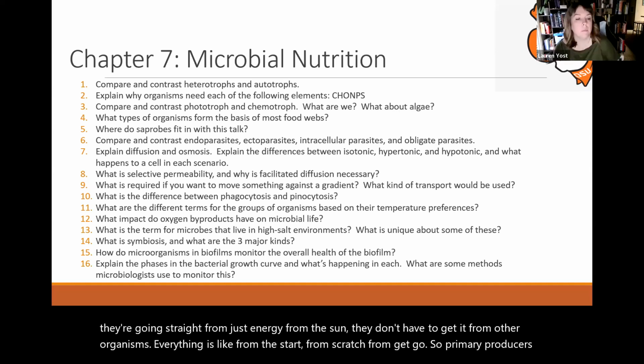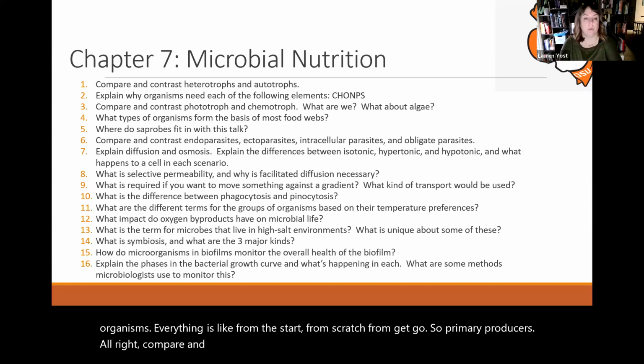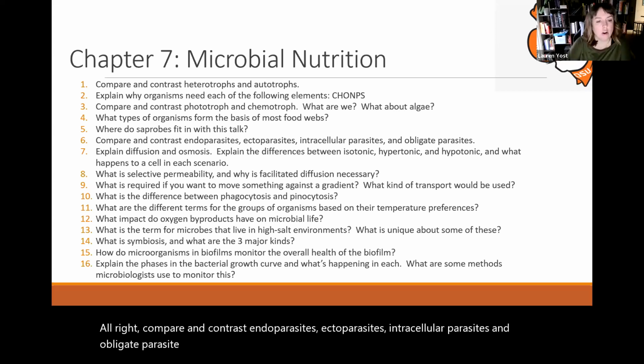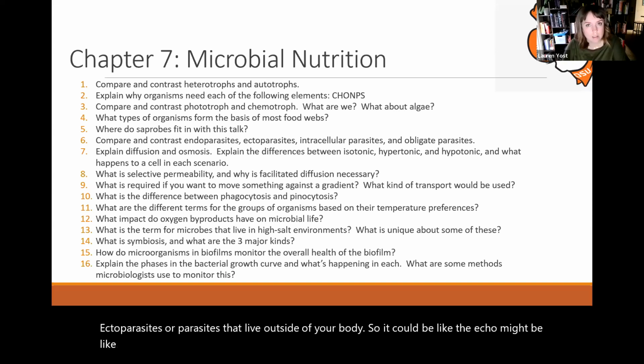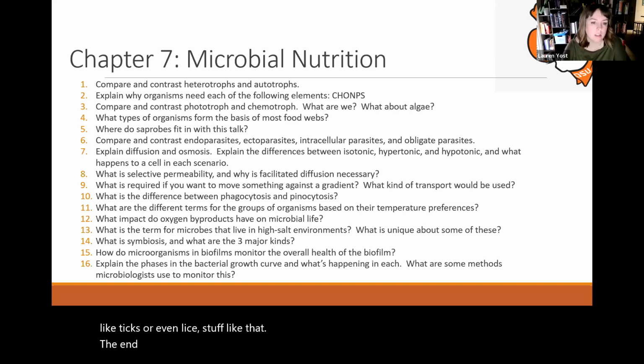All right, compare and contrast endoparasites, ectoparasites, intracellular parasites, and obligate parasites. Endoparasites are parasites that live inside of your body. Ectoparasites are parasites that live outside of your body. So the ecto might be like ticks or even lice, stuff like that. The endoparasites are going to be things like the worms that you could get, something like tapeworms and everything like that.